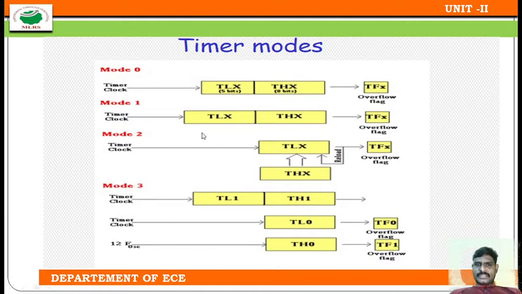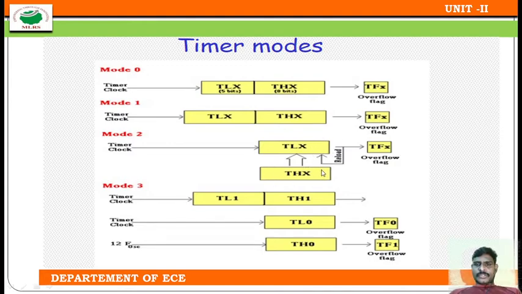So as we see, these are the modes of operation of the timers which we discussed. In timer mode 0, timer high has 8 bits and timer low has 5 bits. In mode 1, both are 8 bits and 8 bits, so a total of 16. In mode 2, it is the auto-reload mode, which means that using the TF flag, the timer flag, I can initialize my values.